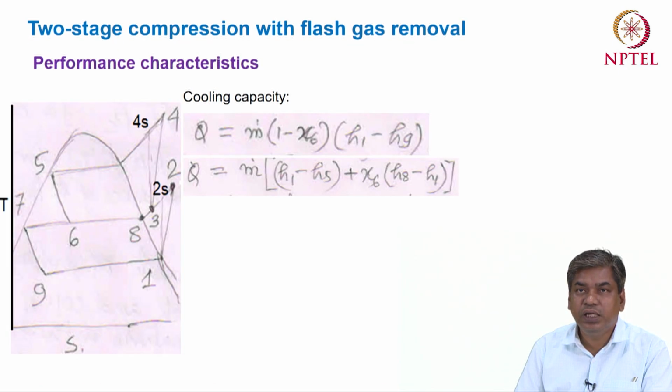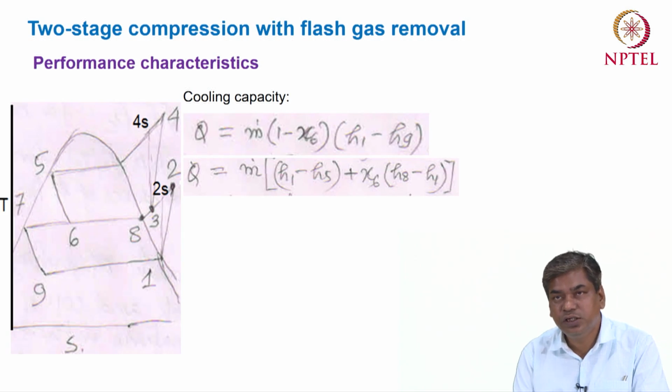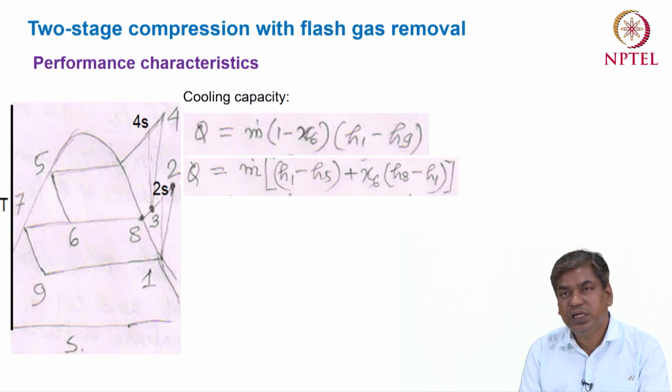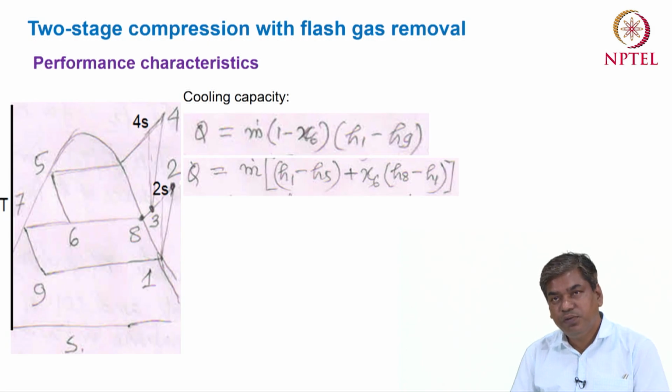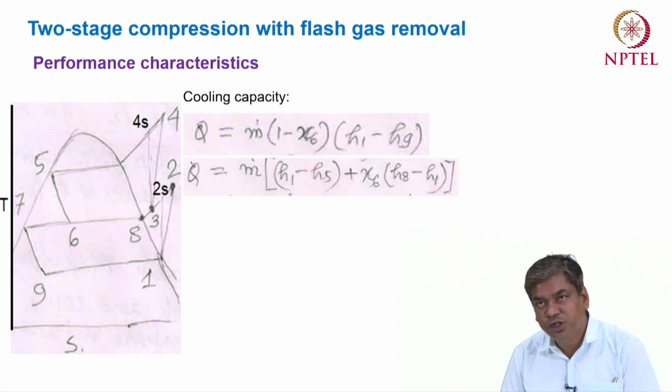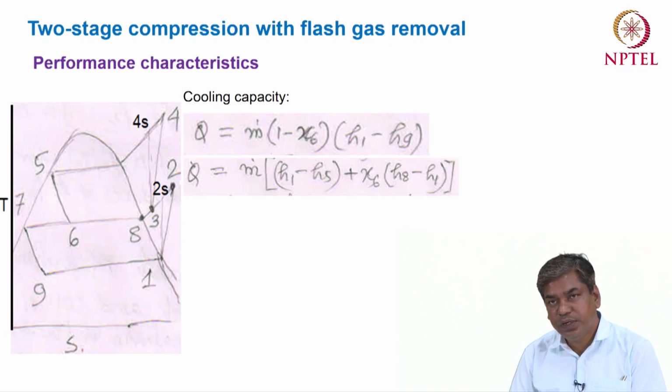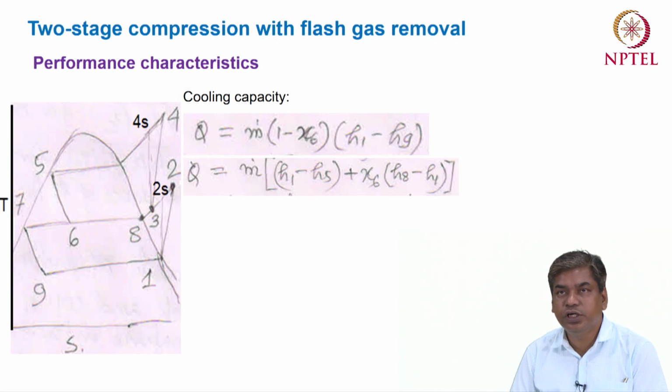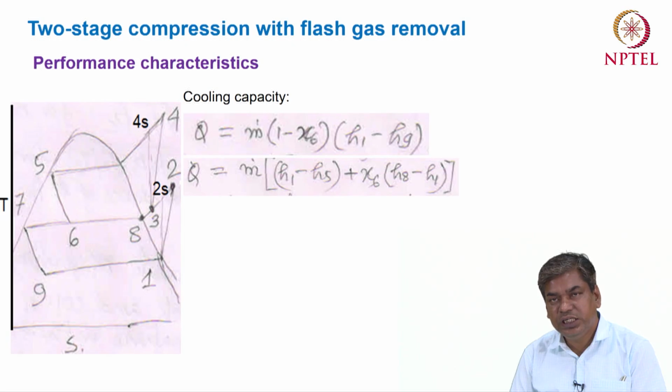Okay, so what is the cooling capacity? The cooling capacity for this cycle can be written as m dot, where m dot is the total mass flow rate in the condenser. So m dot into 1 minus x6 represents the mass flow rate in the evaporator. Okay, so m dot into 1 minus x6 into h1 minus h9 represents the cooling capacity for this cycle.